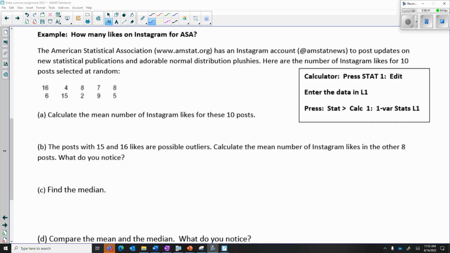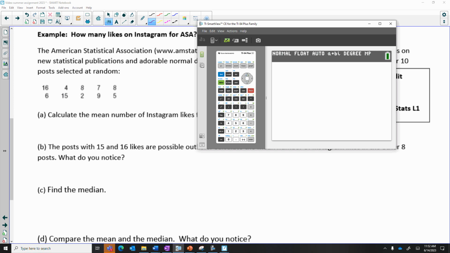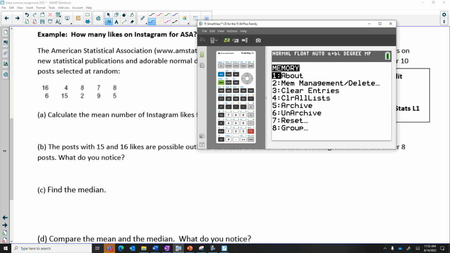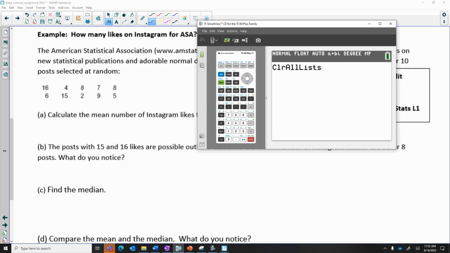But before we do, let's remind ourselves how we're going to do this. We're going to use our calculator and enter the data in our list. To clear your list, press second plus sign, go to number 4, which says clear all lists, and hit enter, and it will say done.